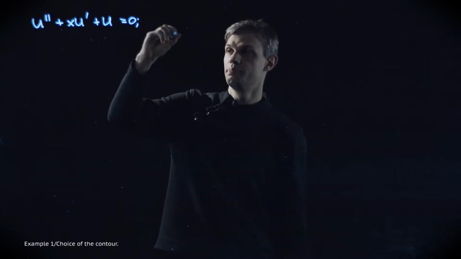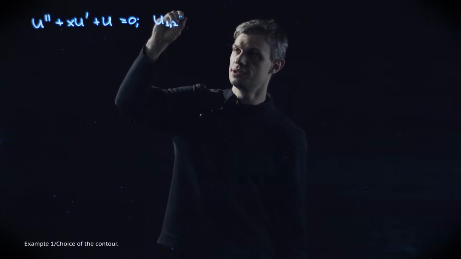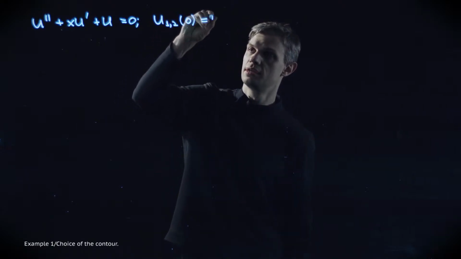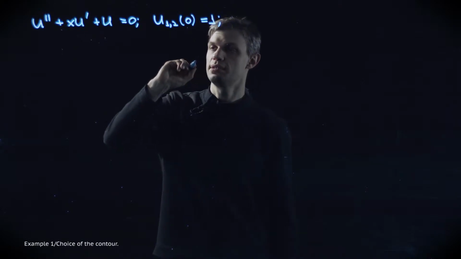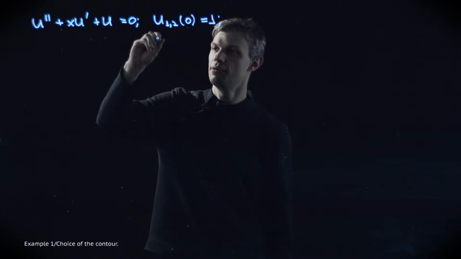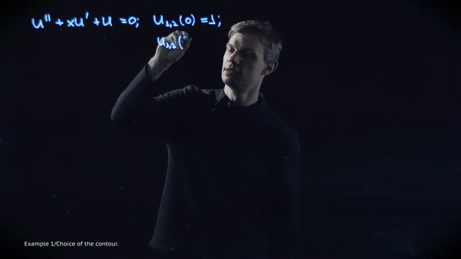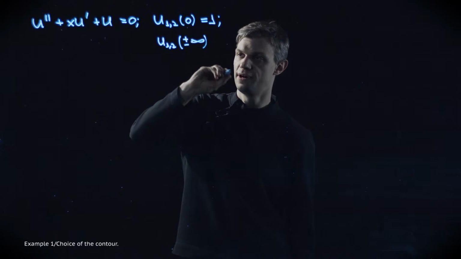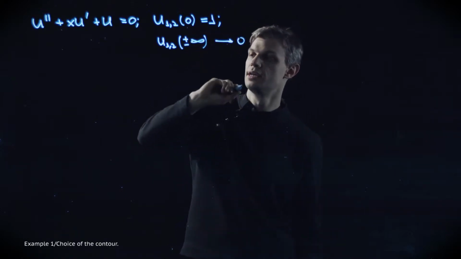We impose boundary conditions. We normalize both of our solutions at 0. We require that they equal 1. Also, we require that our solutions at plus and minus infinity are bounded functions of x. In fact, we require that they vanish.